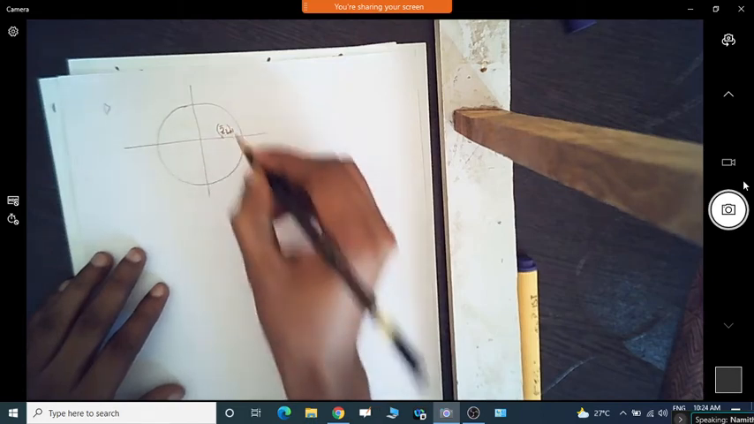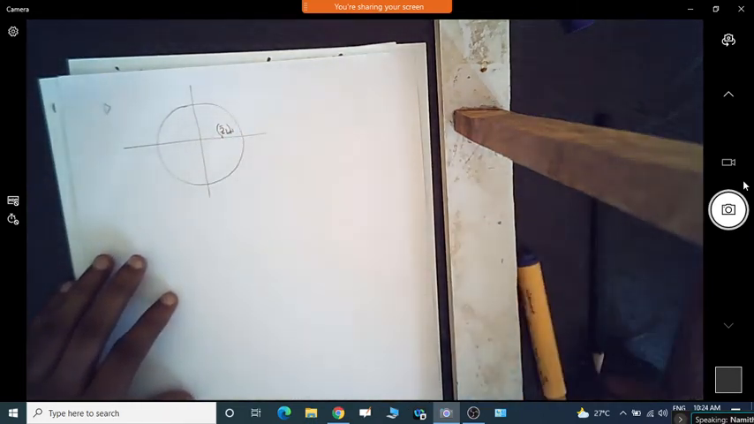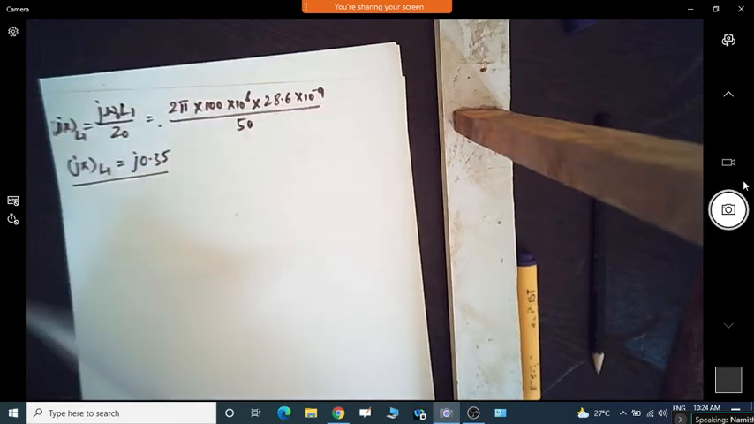Sir, if you write in pencil, it is not visible, sir. It is full blur. Okay.